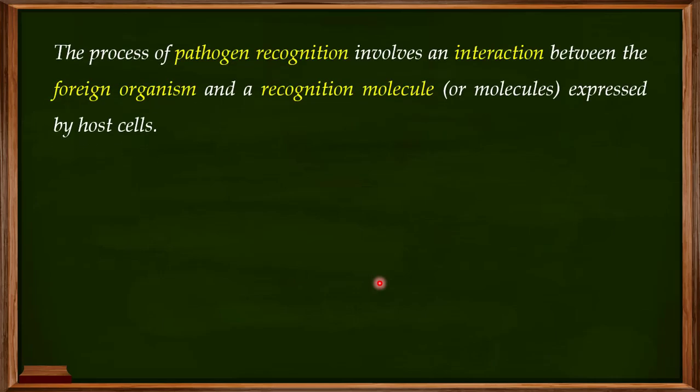Now, the process of pathogen recognition involves an interaction between the foreign organism, by that I mean a pathogen, and a recognition molecule or molecules that are expressed by the host cell. So for an effective immune response, there should be an interaction between the pathogen and the host cells.